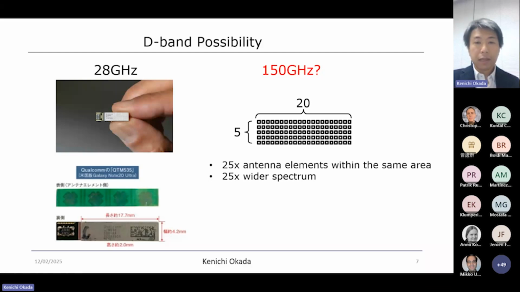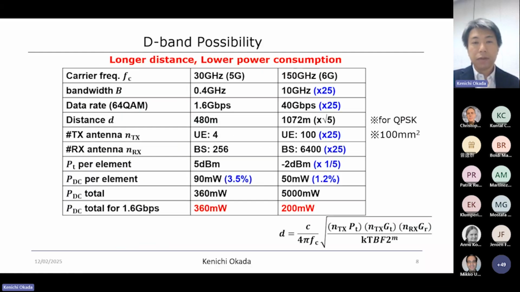This is actually based on real transistor characteristics, like noise figure, output power, and power consumption, based on our previous design. Let's think about comparing 30 gigahertz and 150 gigahertz. The frequency bandwidth is roughly 25 times different. So the data rate also becomes 25 times faster using the D-band frequency. And keeping the same, as I explained, for example, 100 millimeter square aperture size, the number of antennas becomes 25 times higher.